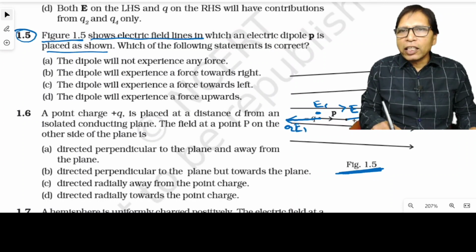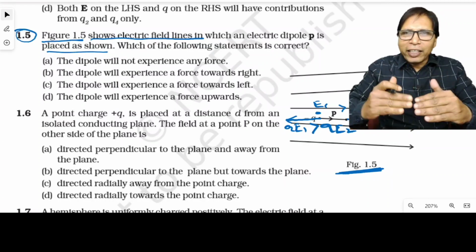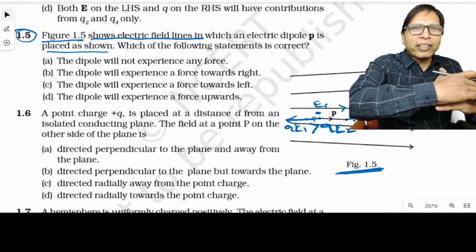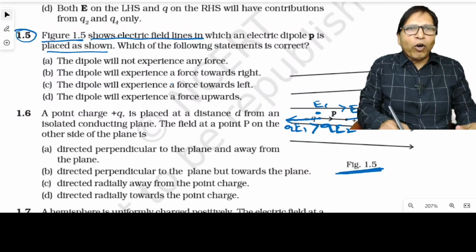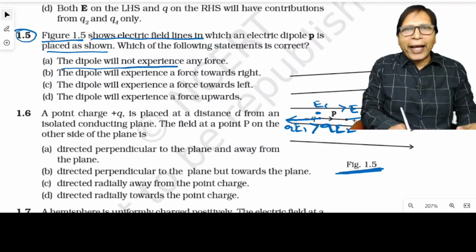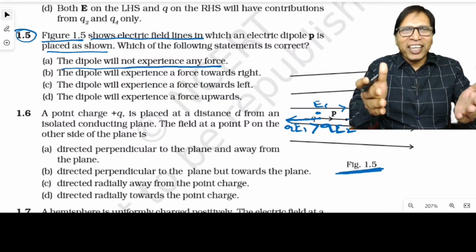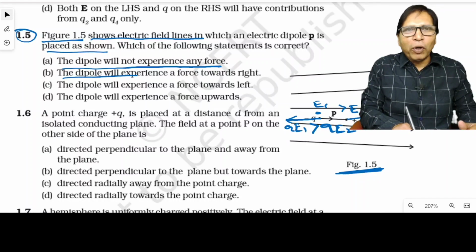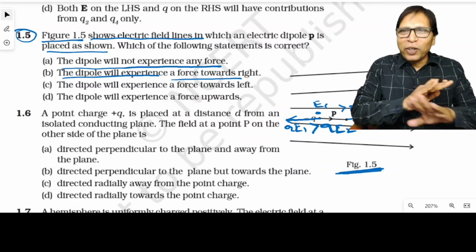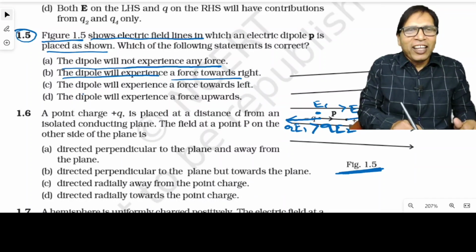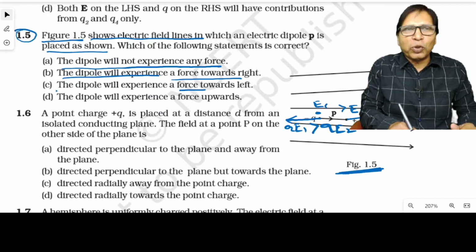And Q2 experiences the force, and plus Q experiences the force. This is QE2. Obviously QE1 is greater than QE2. So the net force on the electric dipole is directed towards the left. Now option A, the dipole will not experience any force? No, that happens in a uniform electric field. Now B, the dipole will experience force towards the right? No, towards the left. The dipole will experience a force towards the left.